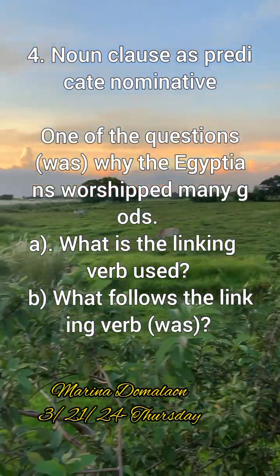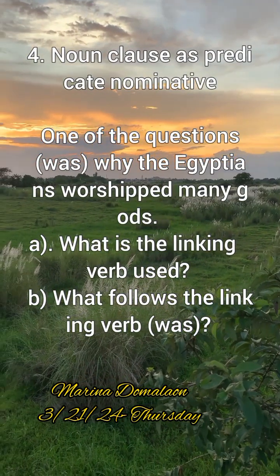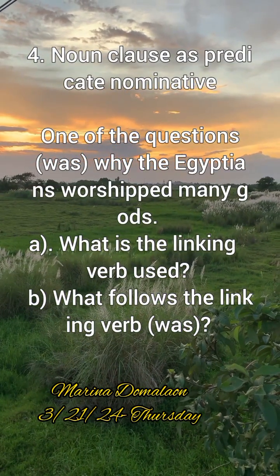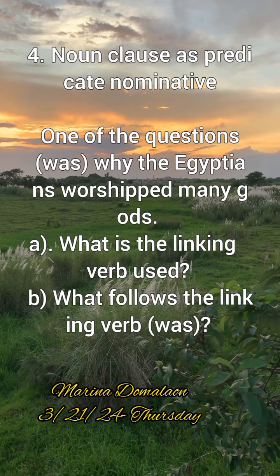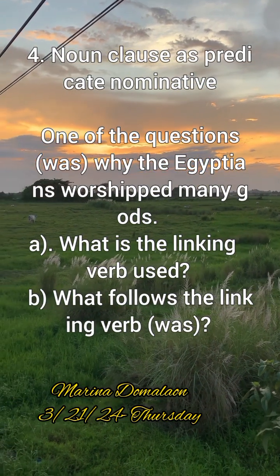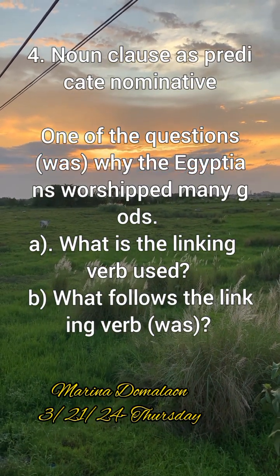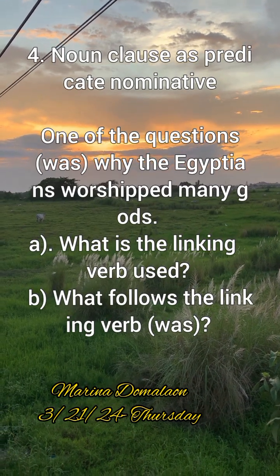Four, noun clause as predicate nominative. One of the questions was why the Egyptians worshipped many gods. What is the linking verb used? Was, inside the parenthesis. B. What follows the linking verb was? Why the Egyptians worshipped many gods follows was. It is the noun clause introduced by the word why, and it is a predicate nominative.